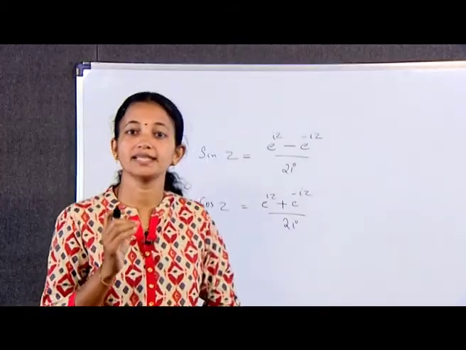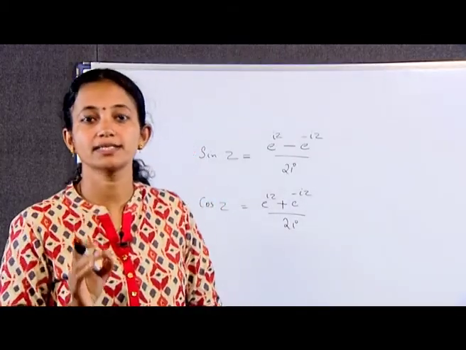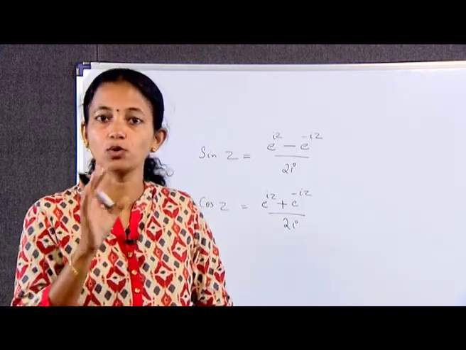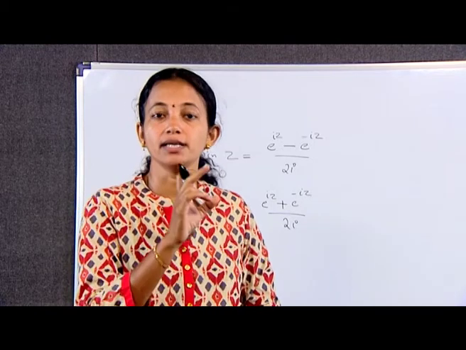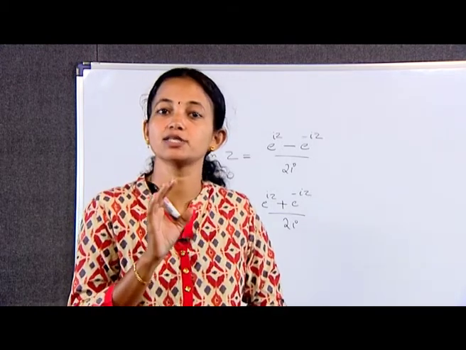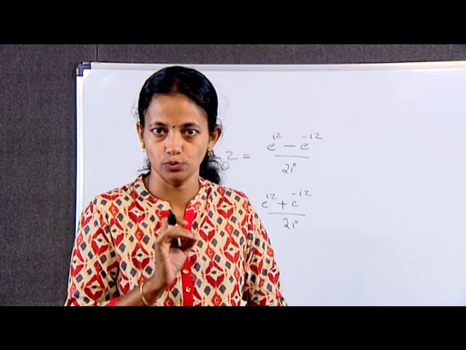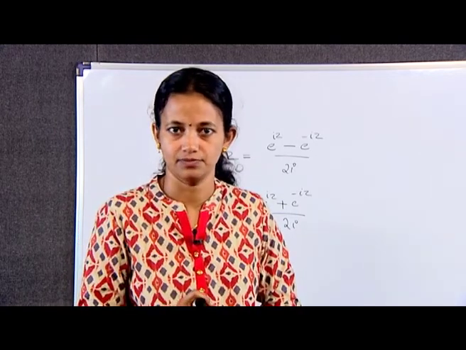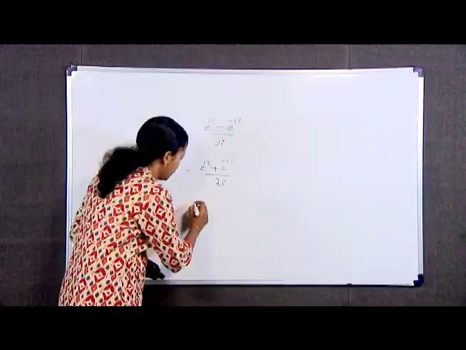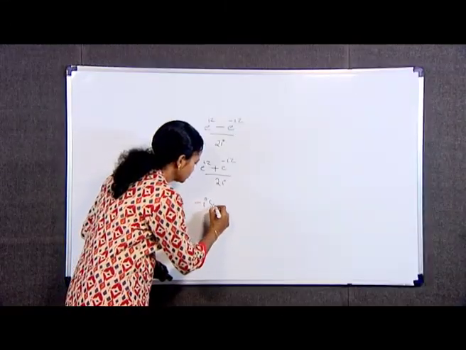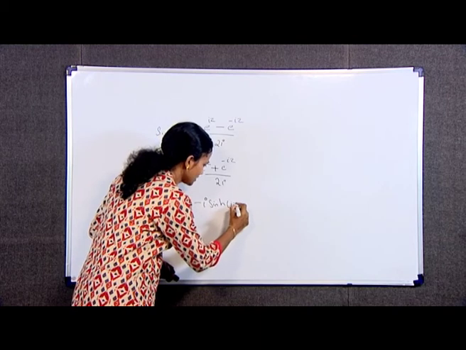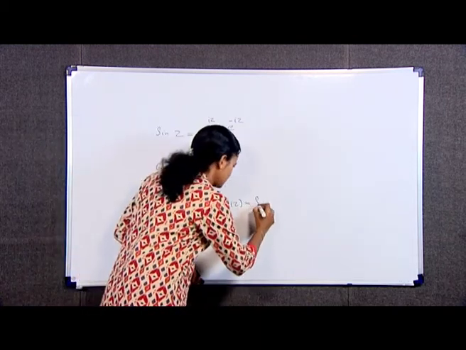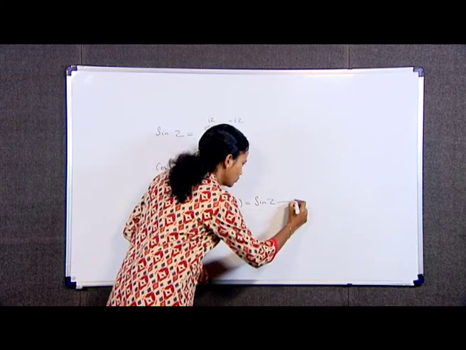Now, sin z is equal to (e^(iz) minus e^(-iz)) by 2i, which is equal to minus i into (e^(iz) minus e^(-iz)) by 2, which is equal to minus i sinh iz, that is, minus i into sinh iz which is equal to sin z. Equation number 2.